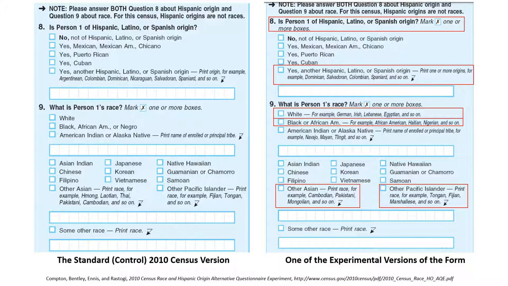First, they make explicit that you can check more than one box, that if you're of Hispanic, Latino, or Spanish origin. They directly offer some new examples. So in the previous example, it was Argentinian, Colombian, Dominican, Nicaraguan, Salvadoran, and Spaniard. And here we have Dominican, Salvadoran, Colombian, Spaniard. For identifying someone's race, for white, it's no longer without any examples. It now includes German, Irish, Lebanese, Egyptian, and so on.